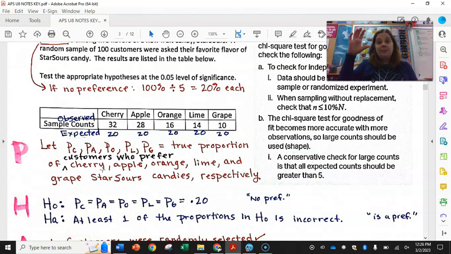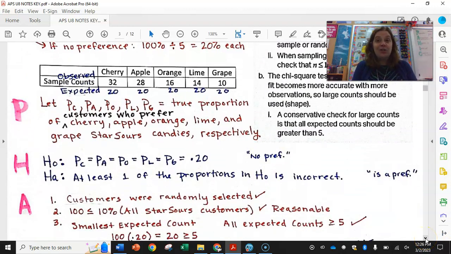Now you can also say PC is the true proportion of customers who prefer cherry. PA is the true proportion of customers who prefer apple. PO is the, etc. So you could list them out separately, or you can use this list with the "respectively" at the end.